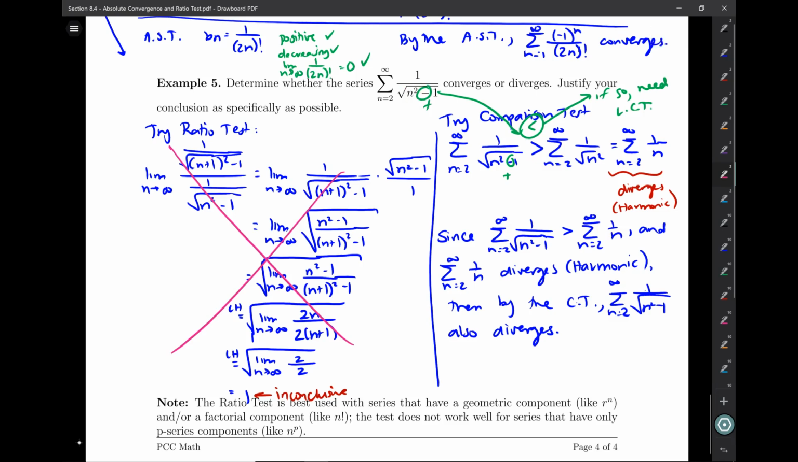Okay, I hope you enjoyed the ratio test. It's one of my favorite tests. You'll see, again, it works best with geometric components and factorial components. So anytime you see those, think ratio test.